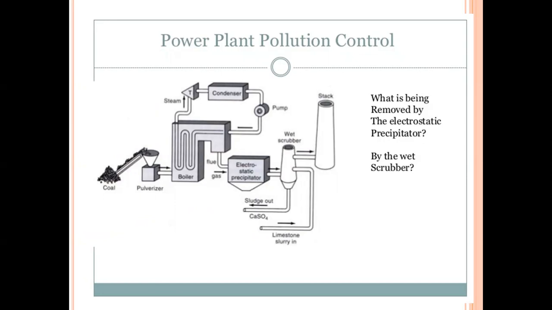Let's continue our topic, power plant pollution control. See here, this is the total setup of a thermal power plant with the addition of an electrostatic precipitator and wet scrubber stack. In total, three parts are added here: electrostatic precipitator, wet scrubber, and stack.